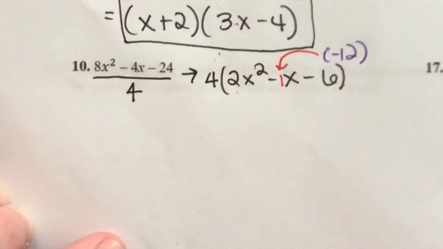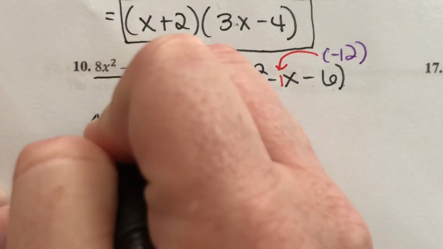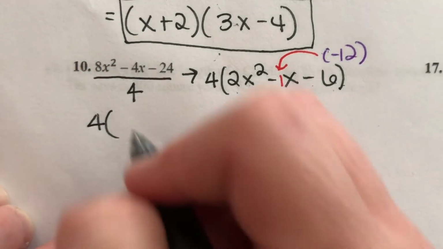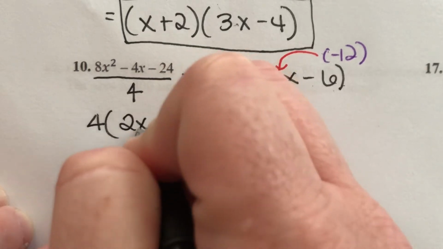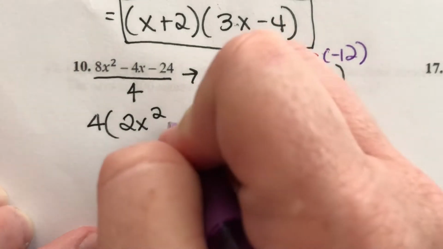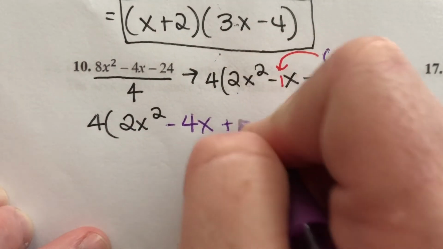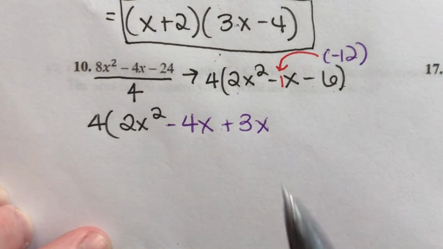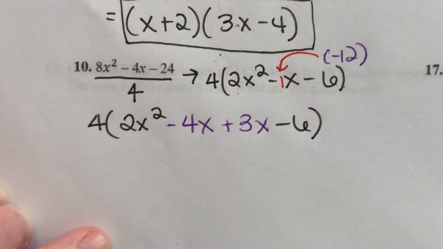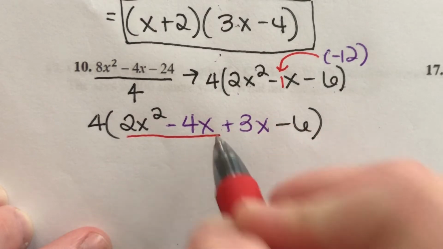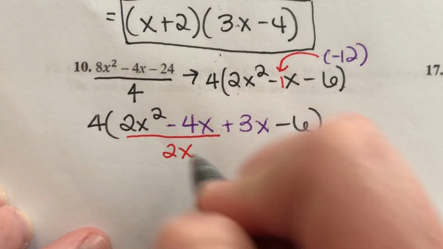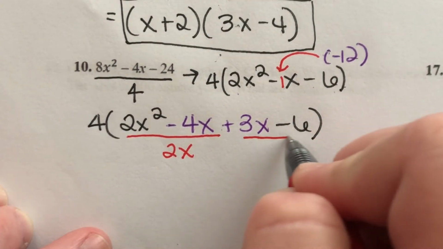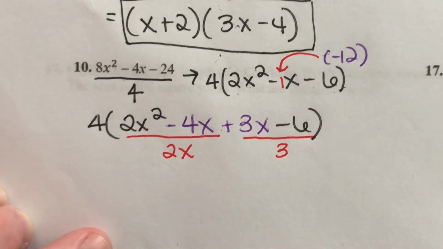So I'm going to rewrite this whole thing. I'm going to write 4 times, and then I'm going to write 2x squared minus 4x plus 3x, because that equals negative 1x, and then negative 6 at the end. And now I can group and just finish solving like I know how to do, right? So I can group these two and divide by 2x, and I can group these two and divide by 3.